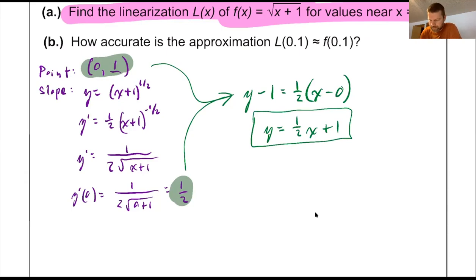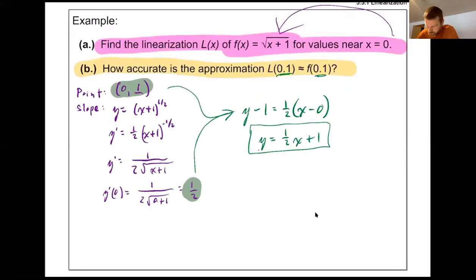Part B is asking, how accurate is the approximation of L of 0.1 compared to F of 0.1? So capital L stands for your linearization, little f stands for the original function. So it's just asking like, hey, how accurate is your approximation when you put in a 0.1? So to find out, find the two of those. This one, let's go ahead and call that L of x because it asked me to. So let's call that L of x equals 1/2 x plus 1.